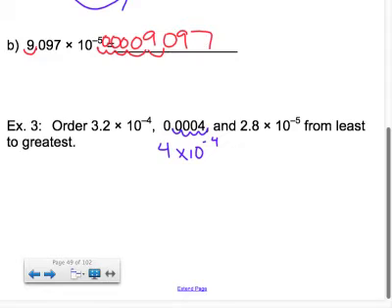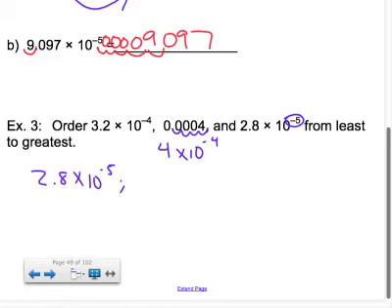And so now you just start looking at it and you say, all right, start comparing the numbers. Clearly, if you moved it 5 decimal places to the left, that's going to make your number even smaller. So from least to greatest, 2.8 times 10 to the negative 5th is going to be the smallest, because again, you have to move your decimal point to the left so many units.